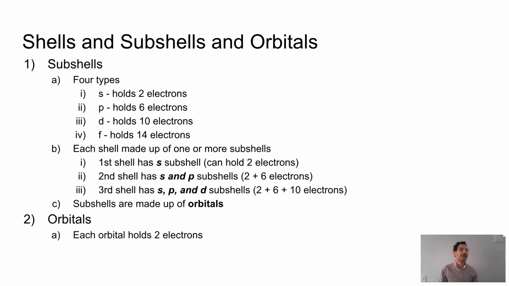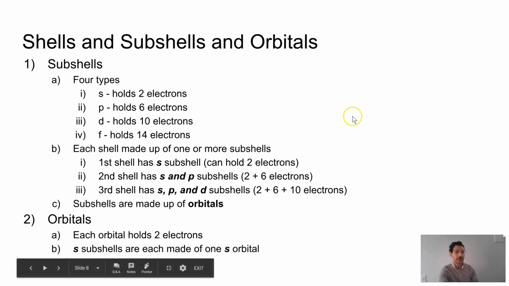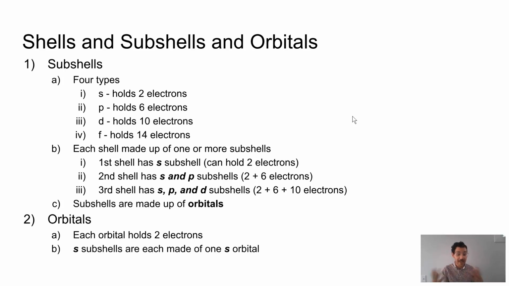Done. Nice. So the S subshell, which is made of orbitals, is just 1 orbital, because our S is 2 electrons, and if an orbital is 2 electrons, there's 1 S orbital. Each S subshell is made of just 1 S orbital.